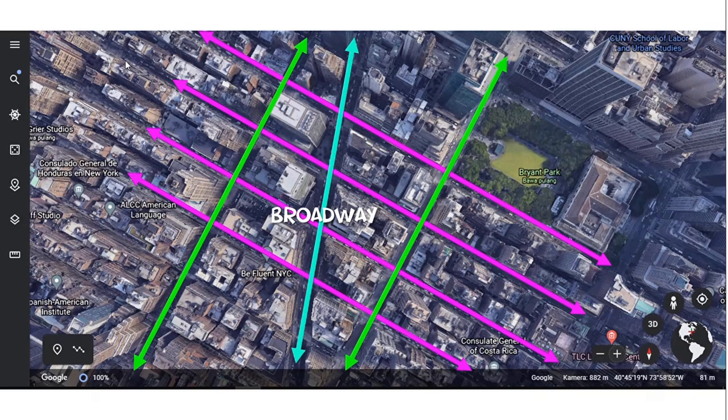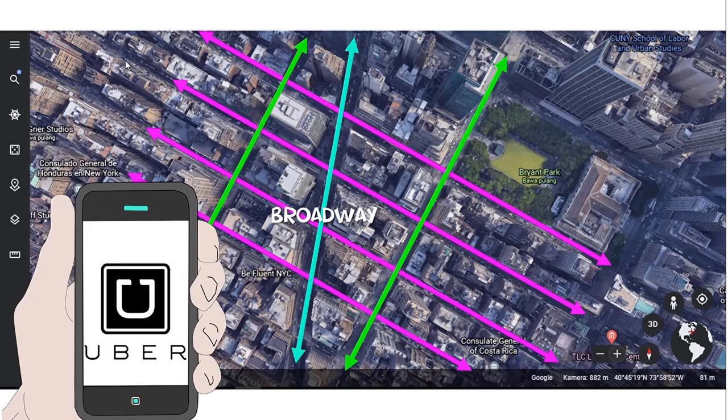And when parallel lines are cut by a transversal, like in the case of the street map, we have some very unique and characteristic angle relationships, which we are going to explore further in this lesson. So let's call an Uber and get out of the city.